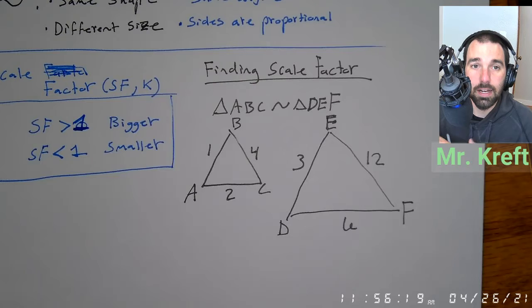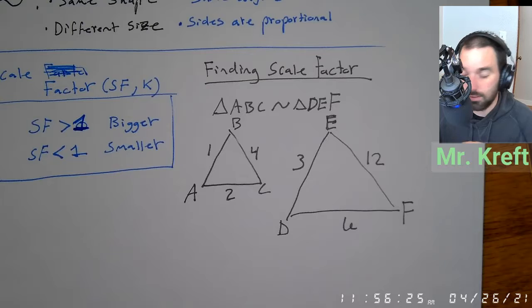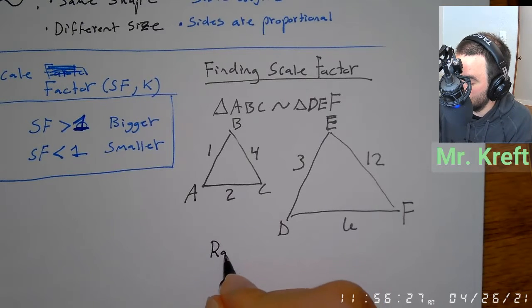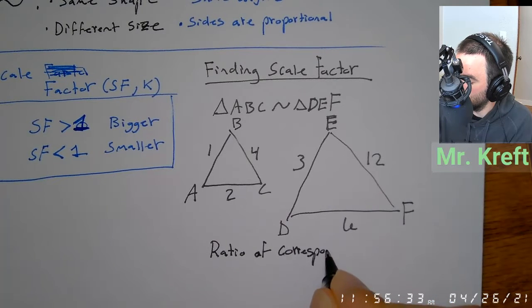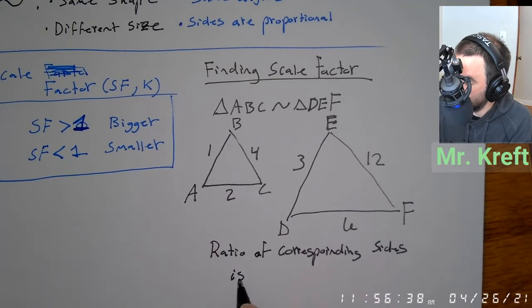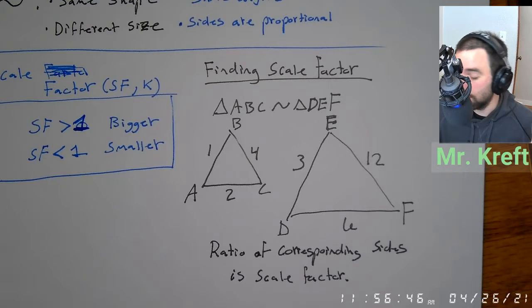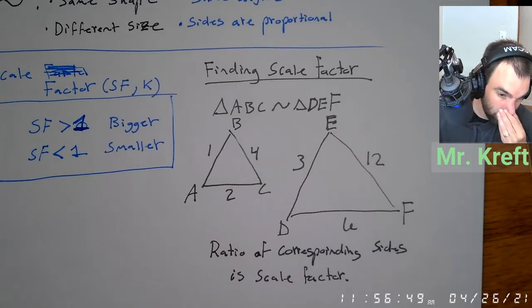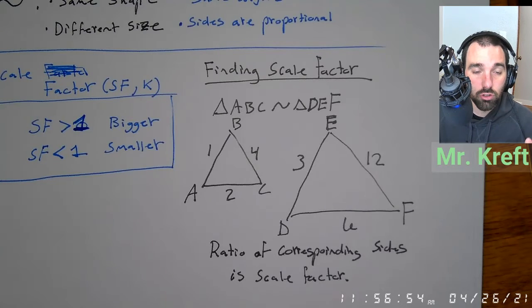To find scale factor, we're going to find it using the sides. So the ratio of corresponding sides is the scale factor. Maybe we should write that down. The ratio of corresponding sides is scale factor. The book calls it K. That's fine. So we just have to set up the ratios of all the corresponding sides, and that's our scale factor.